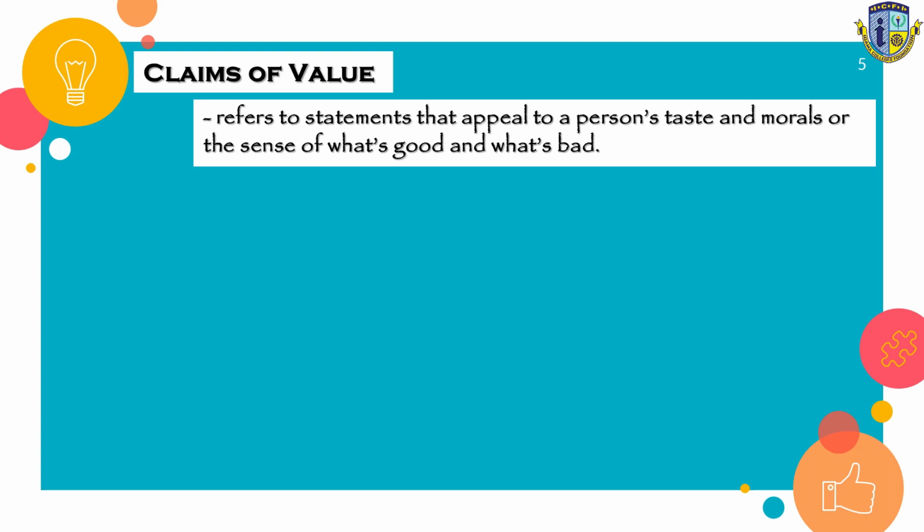Claims of value involve judgments and evaluations. It judges whether something is good or bad, right or wrong, just or unjust, ethical or non-ethical, and others. We judge the worth of something. It attempts to prove that some things are more or less desirable than others. So one example of this is: honesty is the best policy.